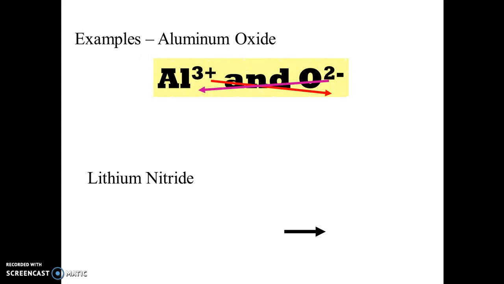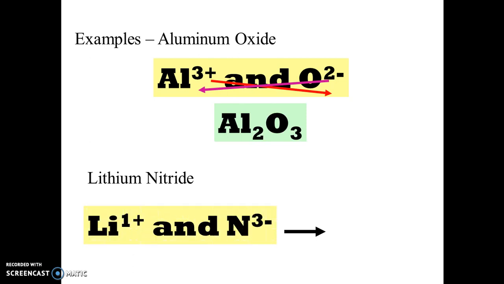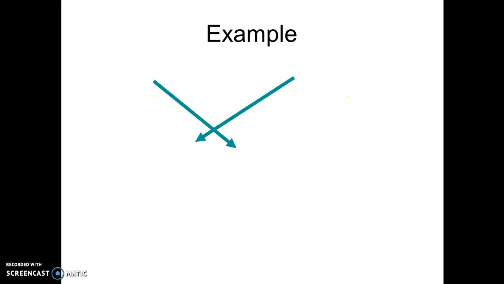Let's look at aluminum oxide. Aluminum is in column 3, so it's a +3. Oxygen is a -2. If we crisscross down, we have 2 aluminums and 3 oxygens, so it is Al2O3. Lithium nitride: lithium is a +1, nitrogen is a -3. When we crisscross down, we get Li3N. Remember that we don't have to write the ones, because just by writing the symbol we imply a 1.